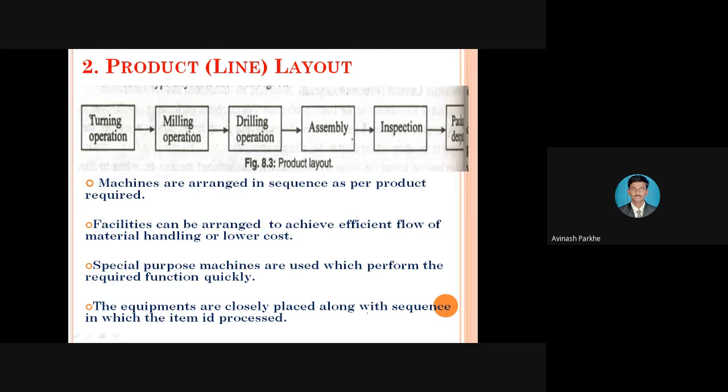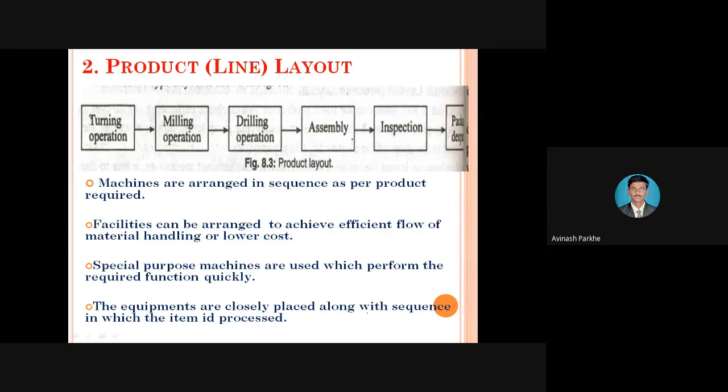Here, I will set the sequence of operations and the sequence of machines, and according to that particular sequence only, the raw material is converted into the finished good. Therefore, if I have to manufacture a similar type of product in mass quantity, at that time this product layout or the line layout plays a very important role.